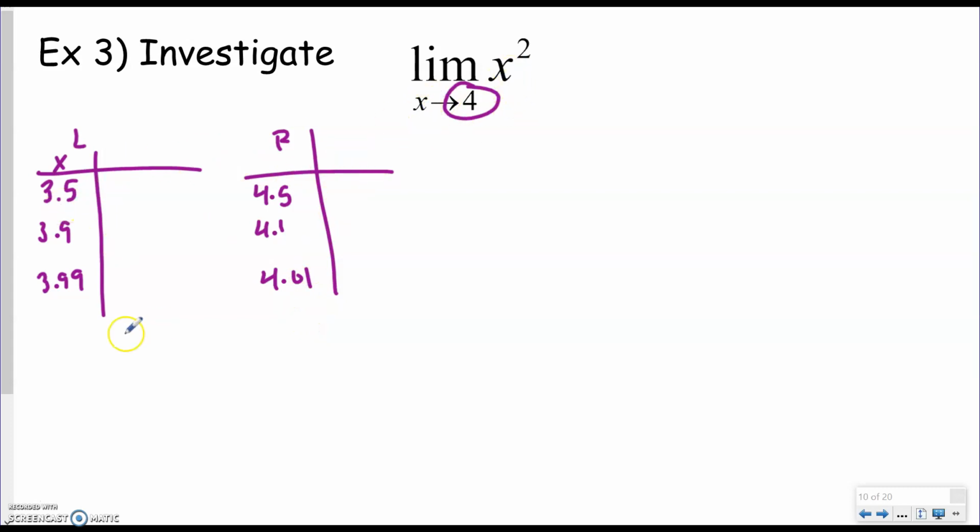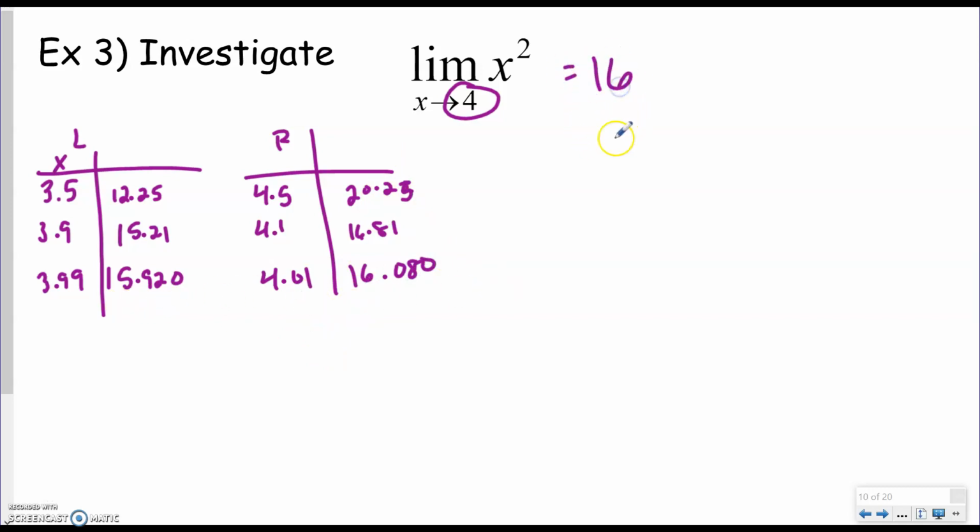So 3.5 squared, so forth and so on. And I get 12.25, 15.21, and 15.920. And again, all I'm doing is plugging those in and squaring them. When I plug in 4.5, I get 20.25. 5, not 2. I get 16.81. And I get 16.080. So you'll notice that these are getting closer and closer to 16.